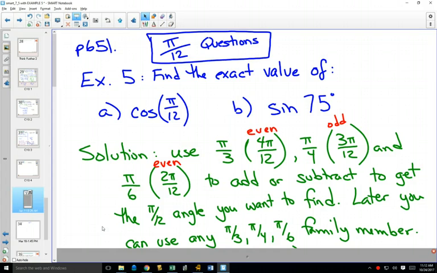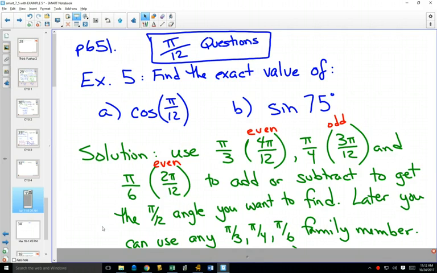So we're going to look at two examples first, two simple ones, cos of pi over 12 and sine of 75 degrees. So one in radians and one in degrees. Now the solution is we're going to think about values we already have on our pi plate. So we know pi over 3, we know pi over 4, and we know pi over 6. And beside them, I wrote them all with denominators of 12.